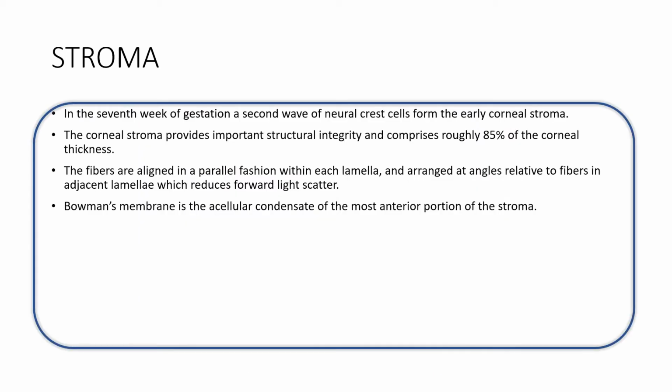Now, let's talk about something about the stroma. What happens in the 7th week of gestation? There is a second wave of neural crest cells. See, there are a total of 3 waves of neural crest cells, right? So the second wave of neural crest cells forms the early corneal stroma. This corneal stroma provides important structural integrity and it comprises roughly 85% of the corneal thickness, right?